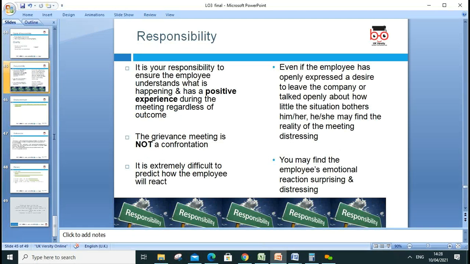It is your responsibility to ensure employees understand what is happening and have a positive experience during the meeting. If you have a meeting, make sure you keep records of all your meetings, and you should have signed documents. So that's what we need to make sure of.